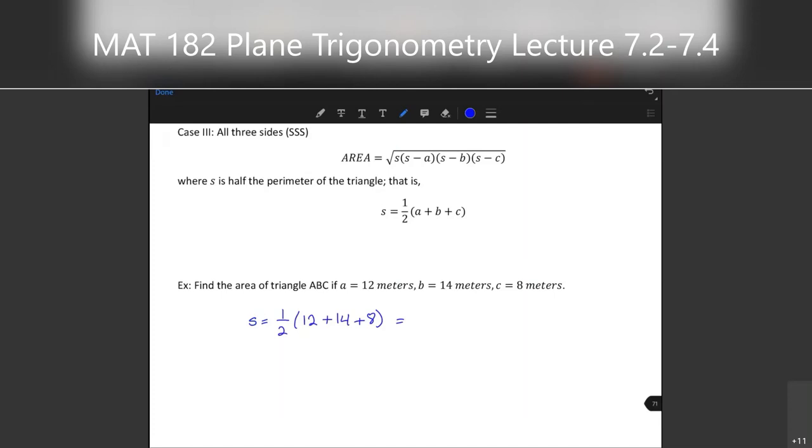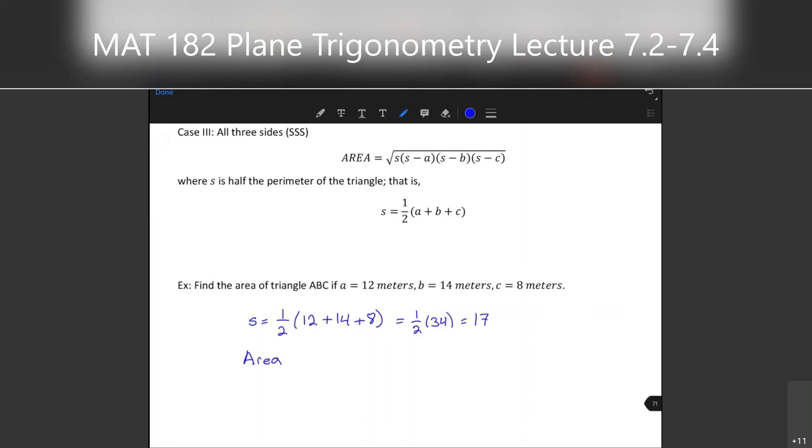We do that. What do we find for that semi-perimeter? 1/2 of 12 plus 14 plus 8. We got one solution there, 17. Do we agree with that one? It turns out to be 1/2 of 34, and that in fact is 17. So we'll take 17 as that semi-perimeter S. And now we can go right to the area formula.